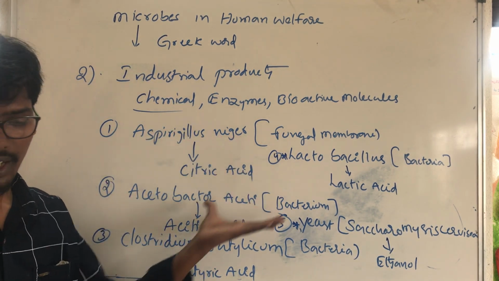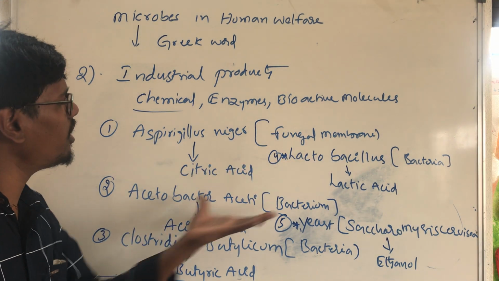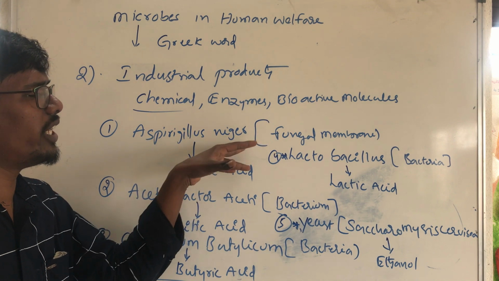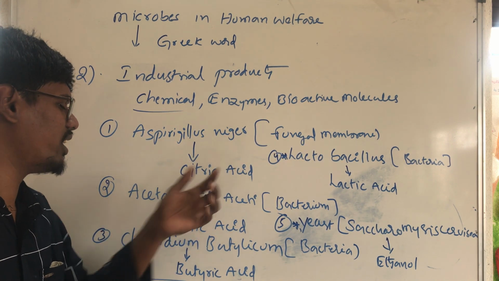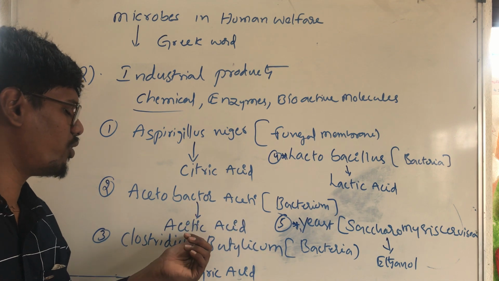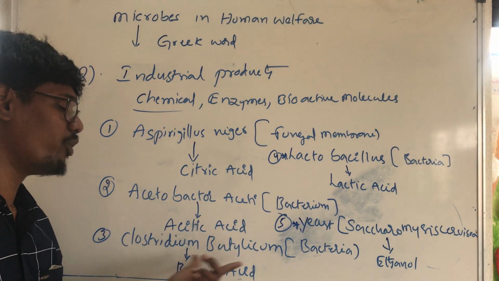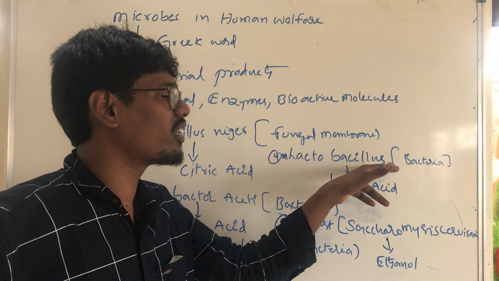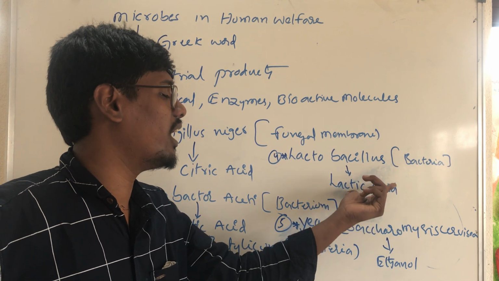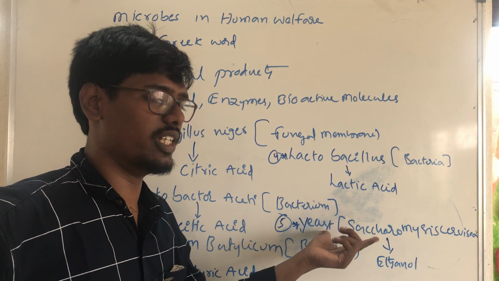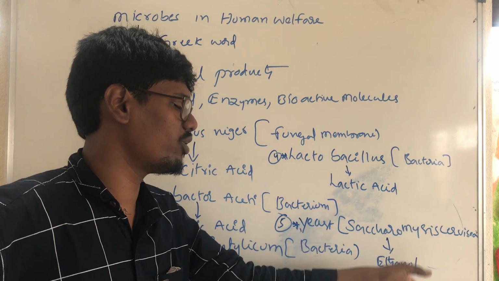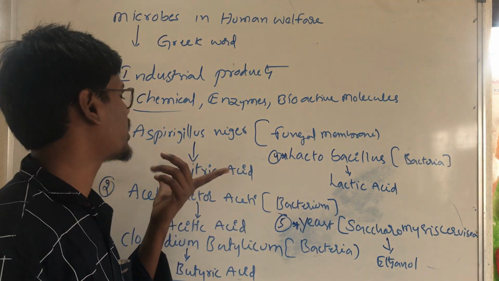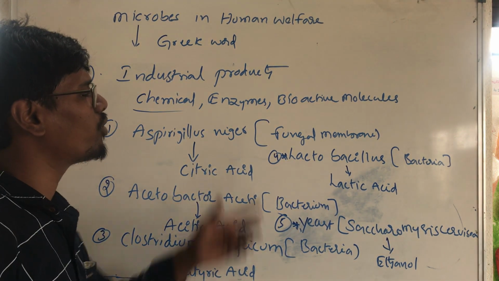Okay, these are the chemical producers. First, Aspergillus niger, a fungus, produces citric acid. Acetobacter aceti produces acetic acid. Clostridium butylicum produces butyric acid. Lactobacillus produces lactic acid. And as we already discussed, yeast, Saccharomyces cerevisiae, is for ethanol production. These are all our chemical producers. Next, coming to enzymes.